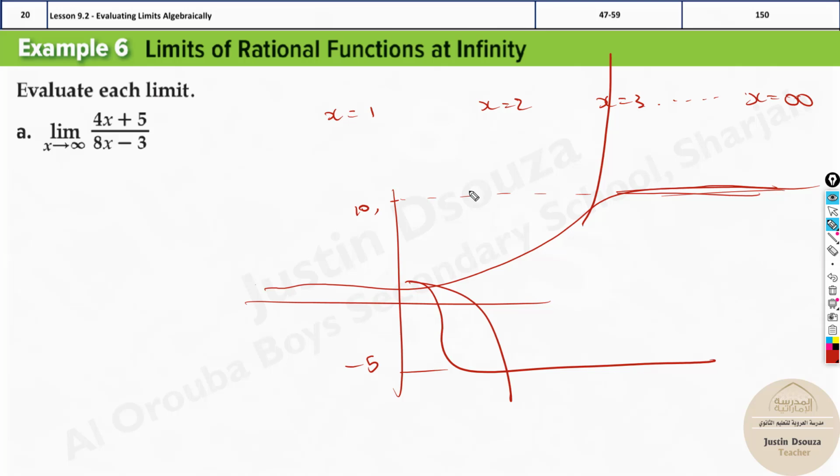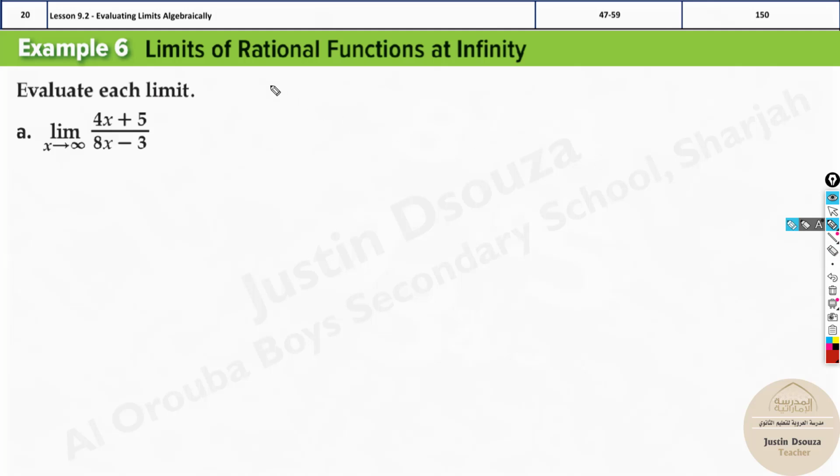Now you can use your calculators to easily find this out, but since it's in the writing part, let's see how to solve it. All you do is, see over here, there are different methods, but the easiest I personally feel is, see the degrees of x. What is the degree over here? Highest degree is x to the power 1. So divide each term by that. So we take the limit as x tends to or approaches, that's the same thing, tends to means going towards, or approaches is also the same thing, to infinity.